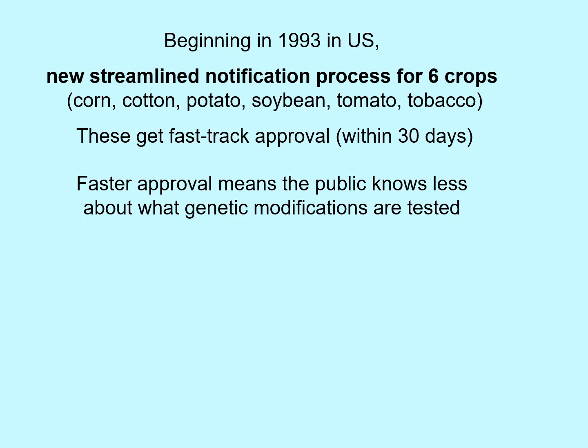Beginning in 1993 in the United States, a new streamlined notification process for 6 crops went into effect, and that was for corn, cotton, potato, soybean, tomato, and tobacco. And these could get fast-track approval for growing outdoors in the fields within 30 days. And of course, faster approval means that the public would know less about what genetic modifications are being tested. I believe this past year, a number of crops, and it might be these same 6, have yet even more release of regulations, and I didn't go ahead and read them, but there's yet more going on with this story.